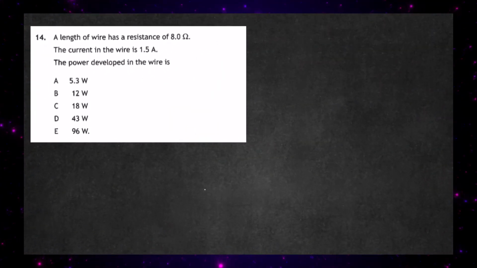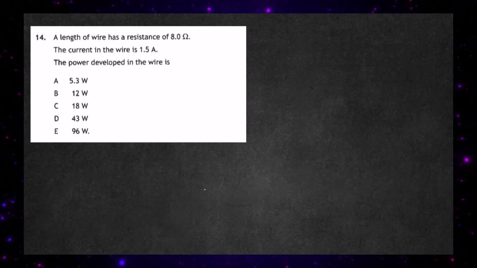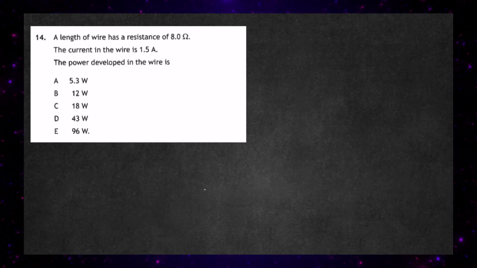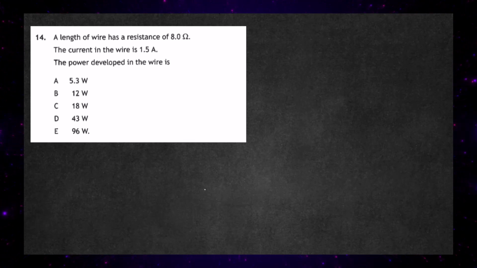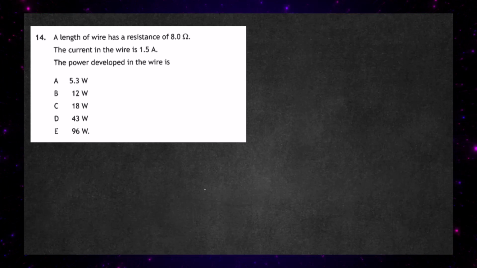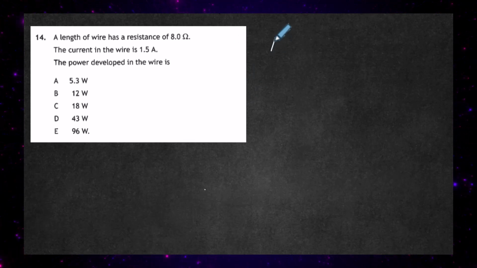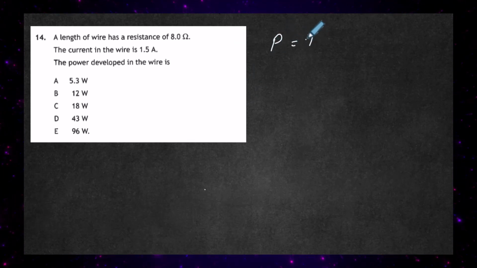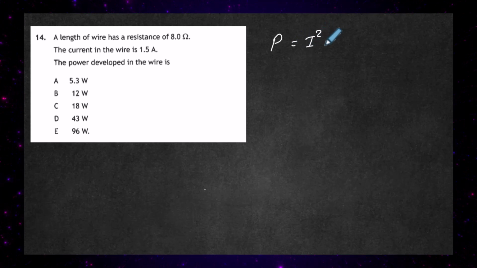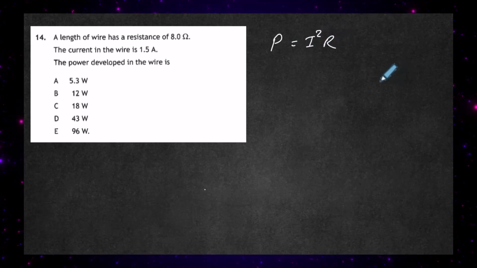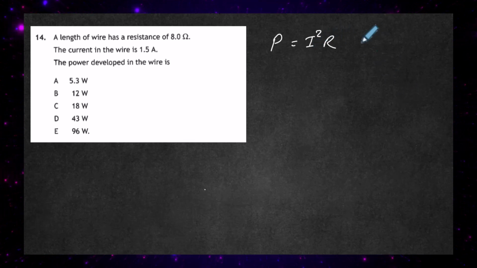Question 14 from section 1 of the National 5 Physics examination from the SQA. A length of wire has a resistance of 8.0 ohms. The current in the wire is 1.5 amps. And we're asked to find the power developed in the wire. Well, we go through our power equations from the relationship sheet, and we come across this one here. It's got power, and it's equal to I squared times R. And we use this one because we've got the current, 1.5 amps, and we've got the value of resistance. That's the one we're going to use.